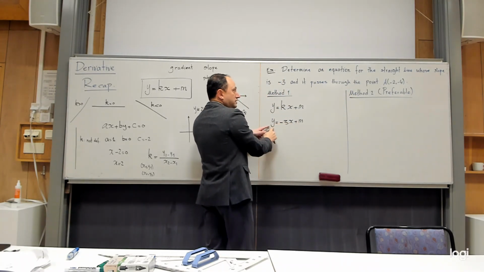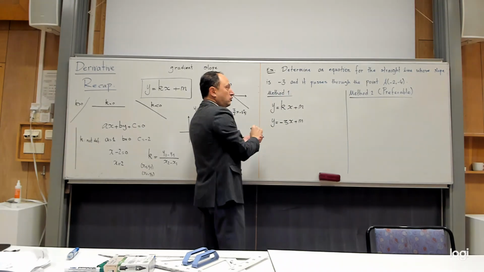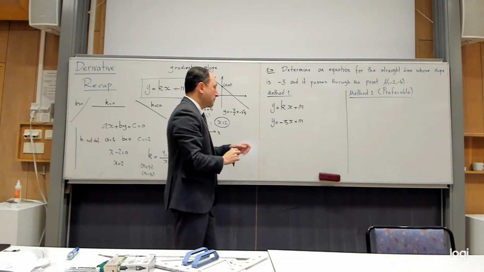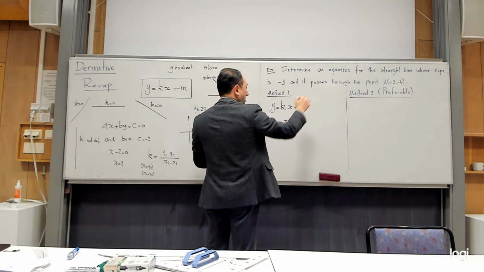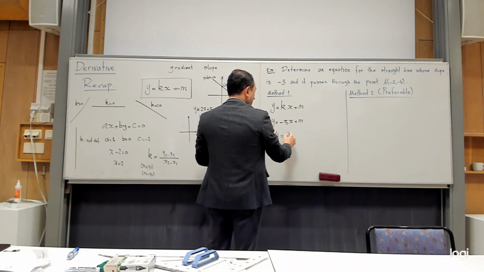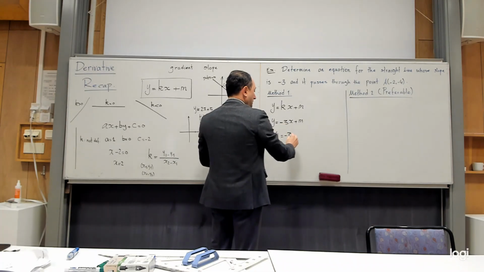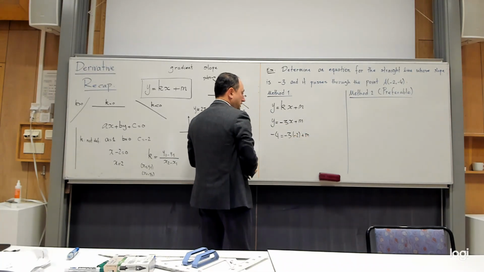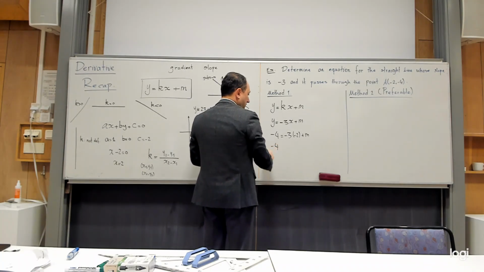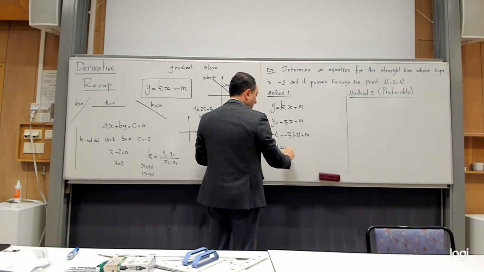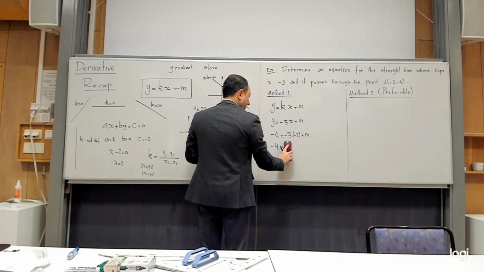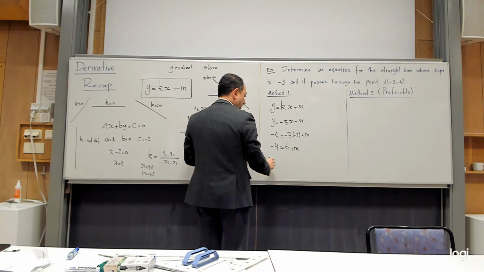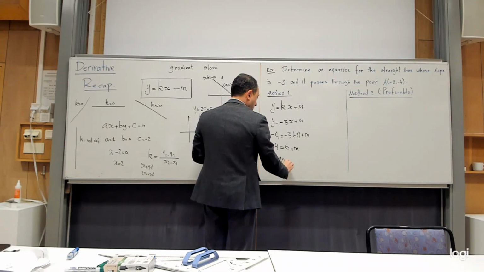My line is supposed to pass through that point. It means that the coordinates of that point will satisfy this equation. Yes, I will take y away and put -4. I will take x away and put -2, and then you see that the only thing left for me is m. So this becomes -4 is equal to 6 plus m, and then I move 6 to the left, it becomes -10 equals m.